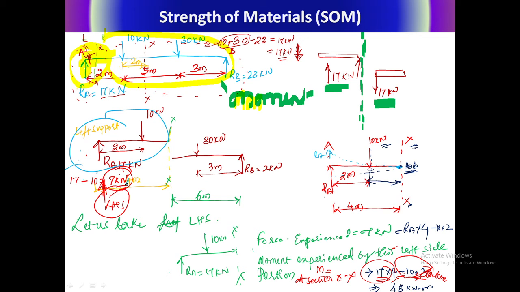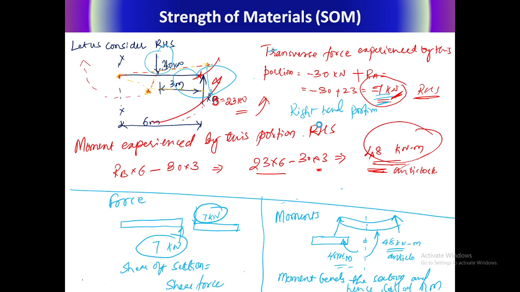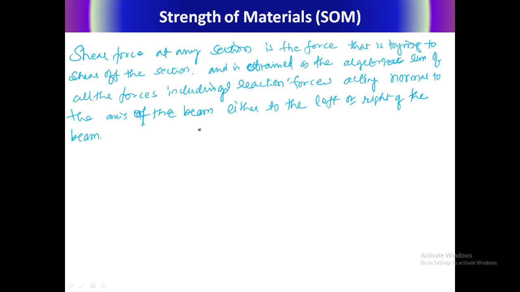So now in this case 7 kilonewton tries to push this component in upward direction. So if the forces on one side try to push up and on one side try to push down, then the component is going to shear off, right? So now it is noted with the letters SF, capital SF. This indicates it is a shear force.